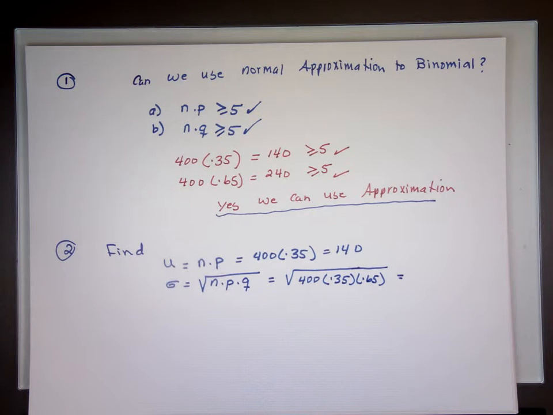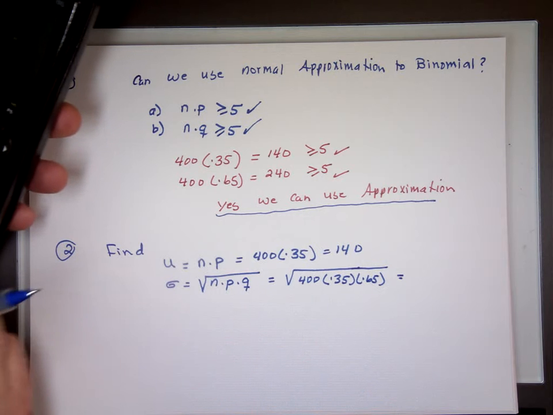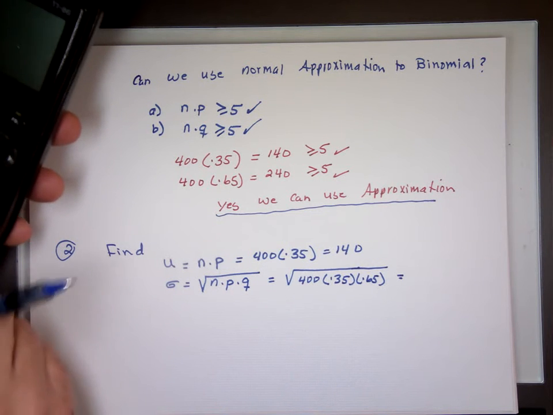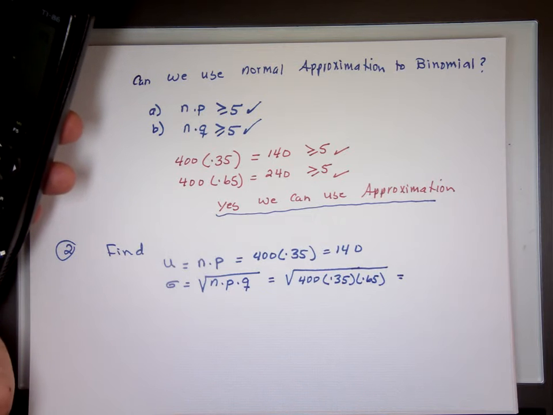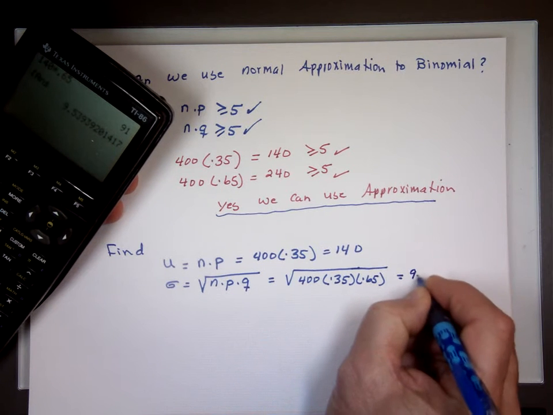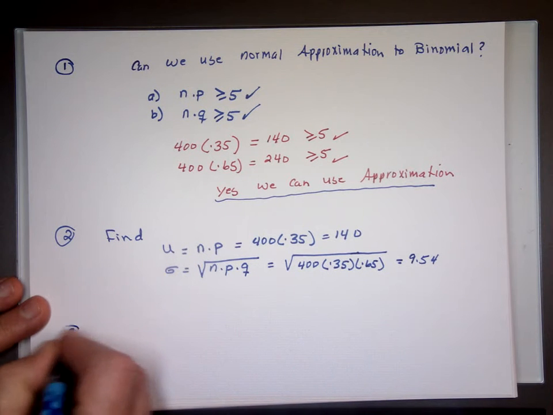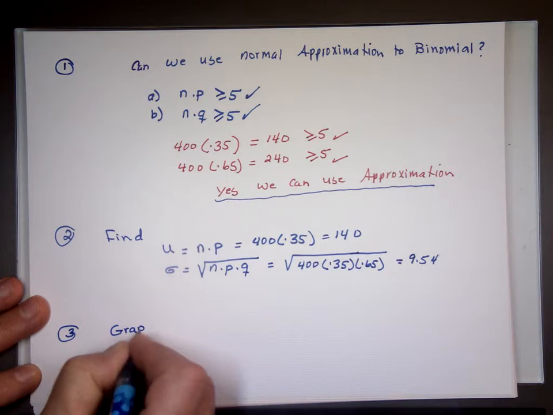Let me use the calculator here. The square root of that is about 9.54. Now, graph in X, that's what I call it. Graph in X.